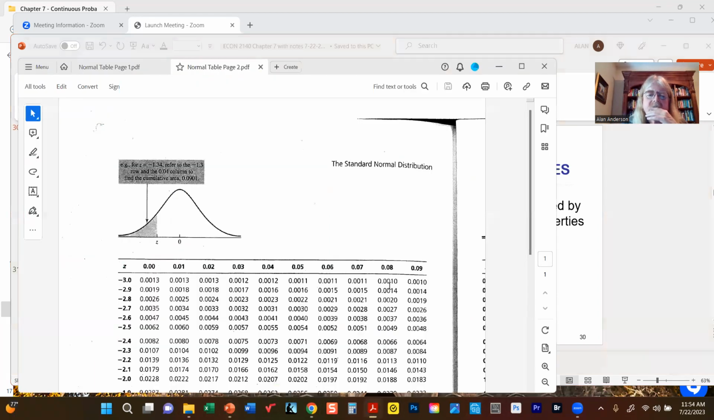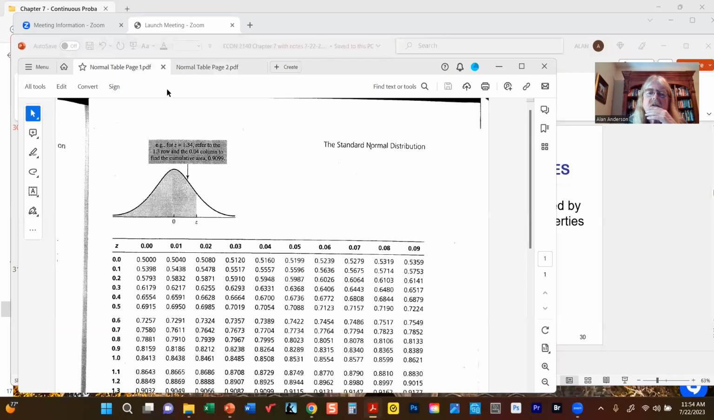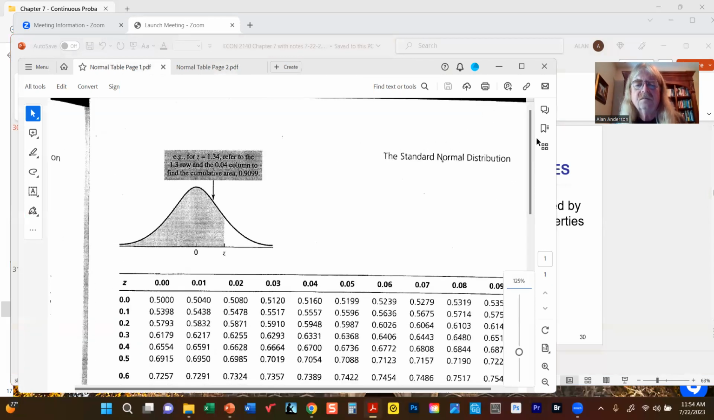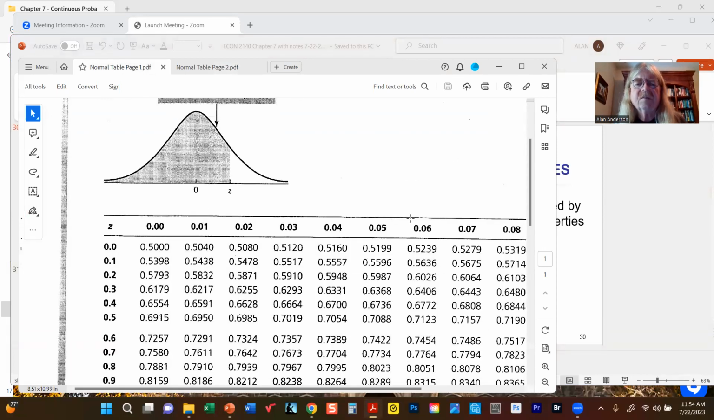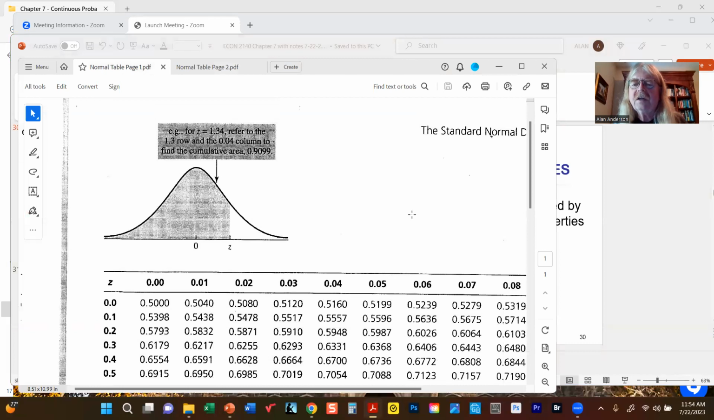Here they are. So this is the -1. They're labeled normal table 1 and 2. The number one, this one is based on positive values. And if you look at this graph very carefully, these are all what we call cumulative probabilities, meaning less than or equal to. So here's how you can, the example I have here is 1.34.